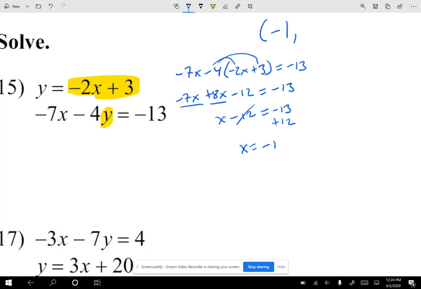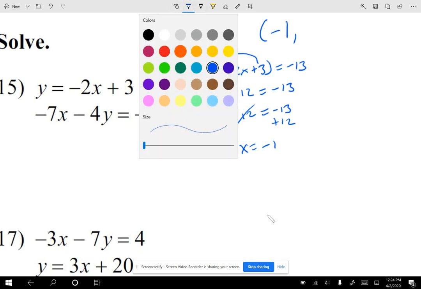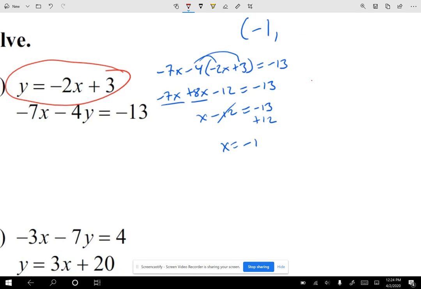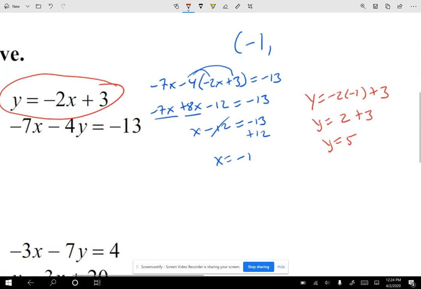Now for the y value, I'm going to use any equation that I have. Any of them. Let me choose this one. So I have that y is equal to negative 2 times negative 1 plus 3. I know the value of x now. So I have that y is equal to positive 2 plus 3. So I know y equals 5. There's my answer. Remember, you must write them in alphabetical order, x first, then y, and you must type in a space after the comma.